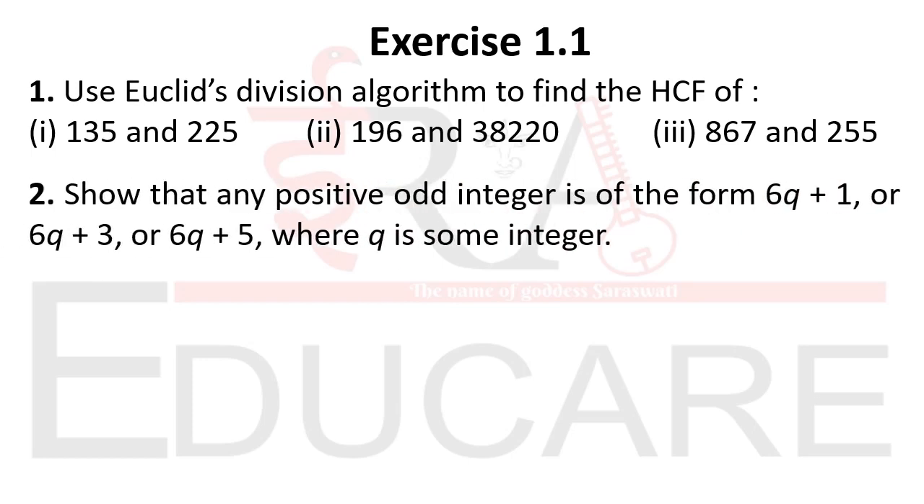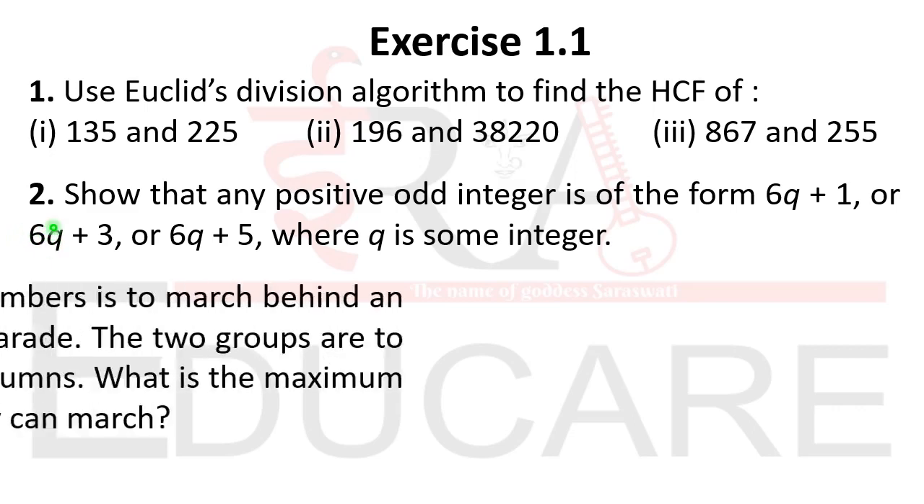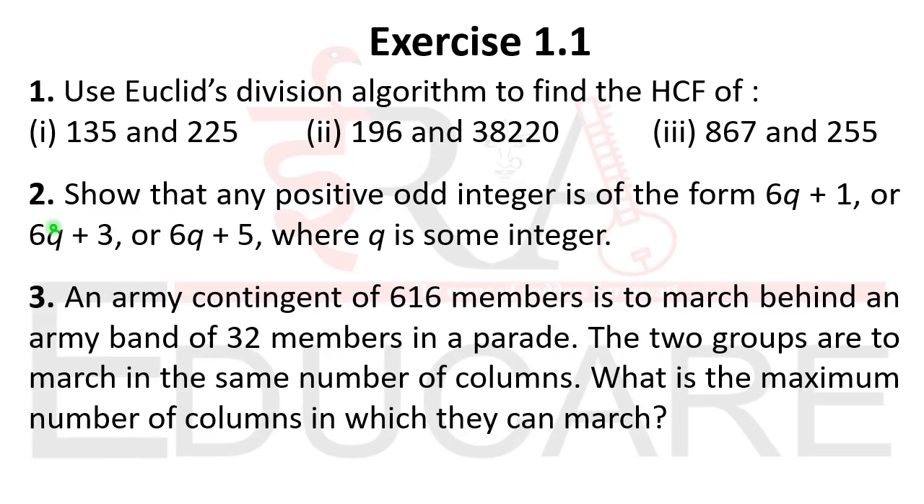Show that any positive odd integer is of the form 6q plus 1 or 6q plus 3 or 6q plus 5. Here it is simple, you do nothing, just follow example number 2 and 3. Just put the value of b equal to 6. So the possible values of r are less than 6 and greater than or equal to 0. So here b is equal to 6. In question number 2, it is try yourself.